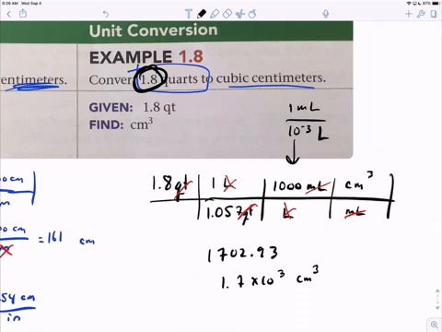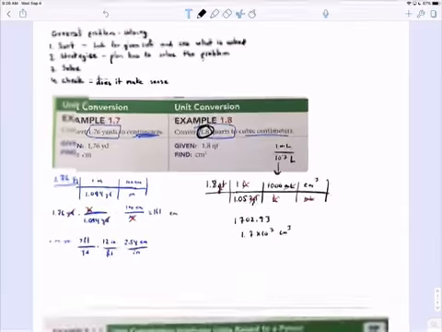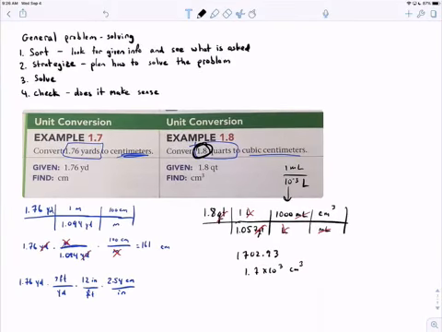So let me go back and explain the problem solving again. Recap: sort, look at your given information and where you're going; strategize, figure out how you're going to solve the problem; and then check. Oh, and I even skipped that step, check.